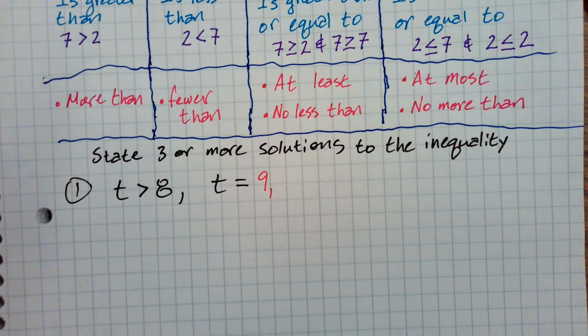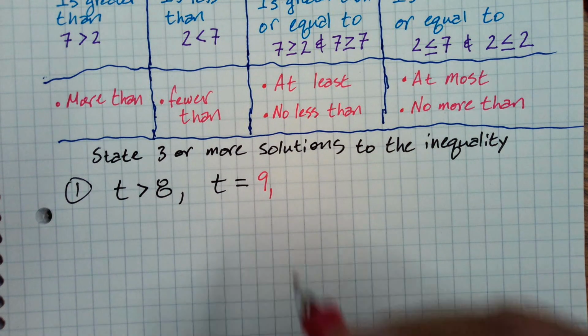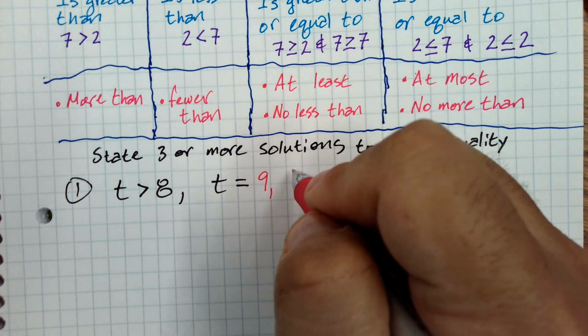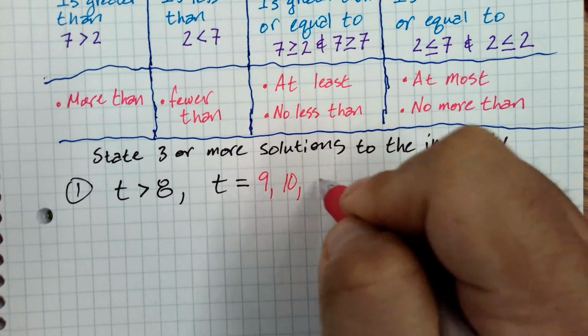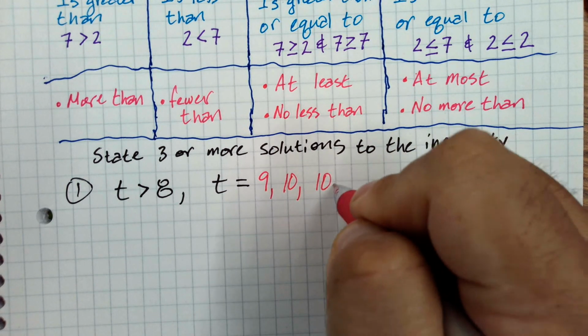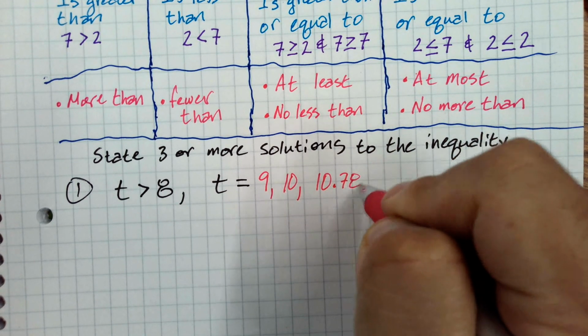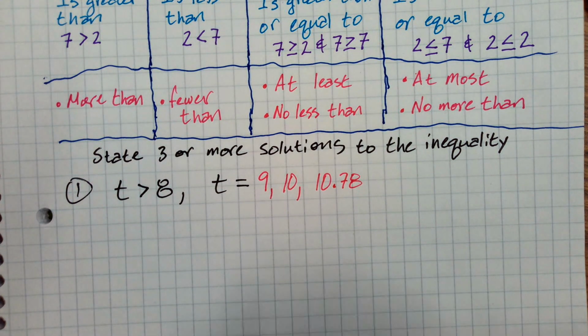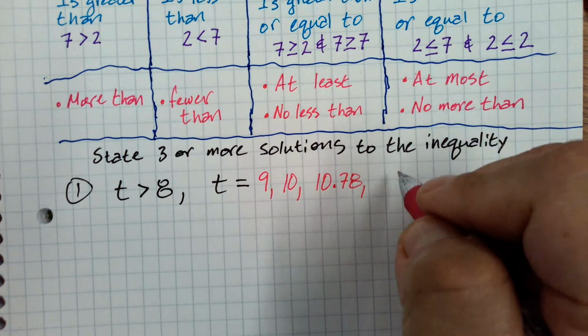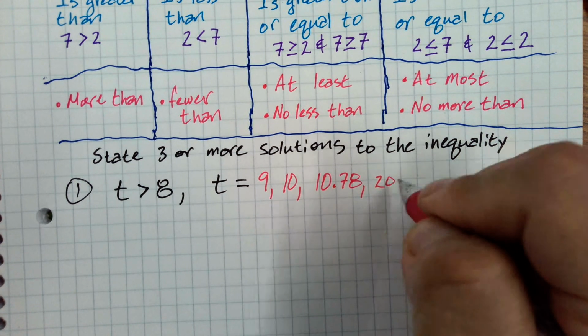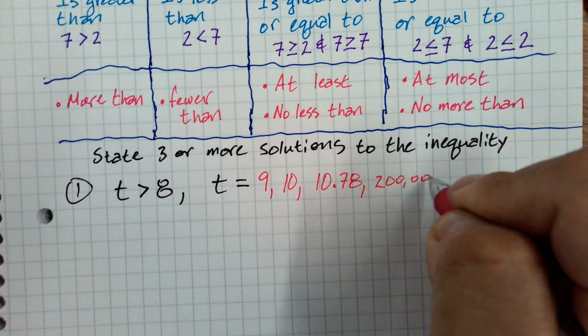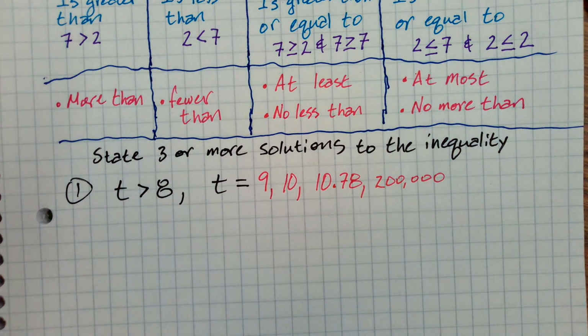But the thing about inequalities is there's an infinite number of answers. So could I say 10? 10.78, would that work? Could be a decimal. Anything else? 200,000. Would that work? Basically, anything bigger than 8 would be a true answer. Okay.